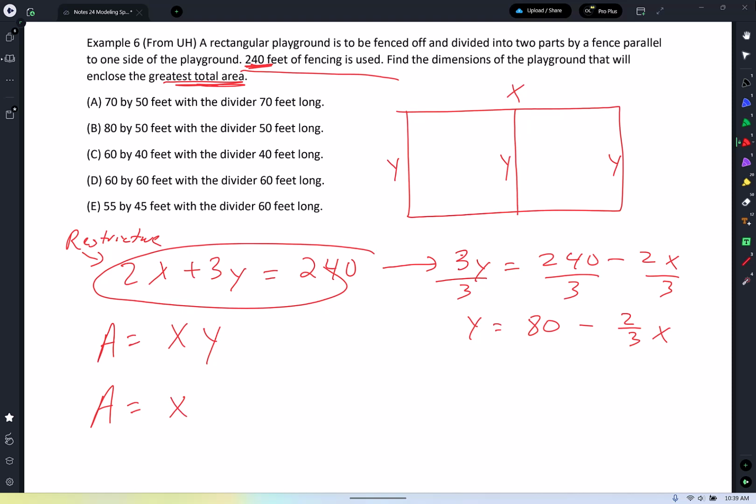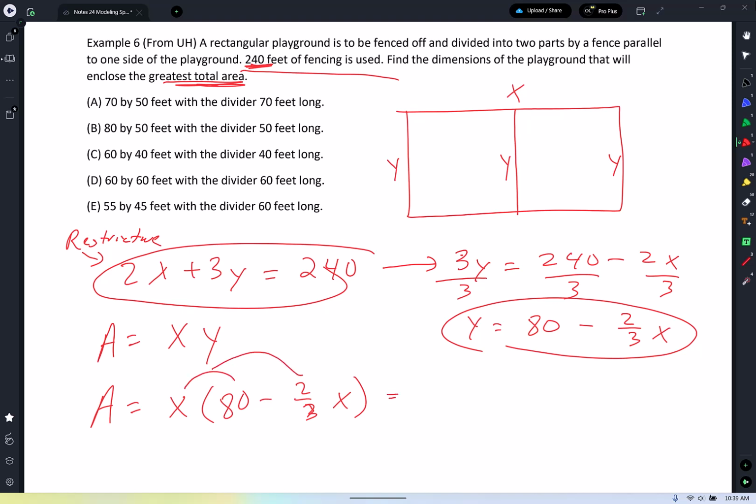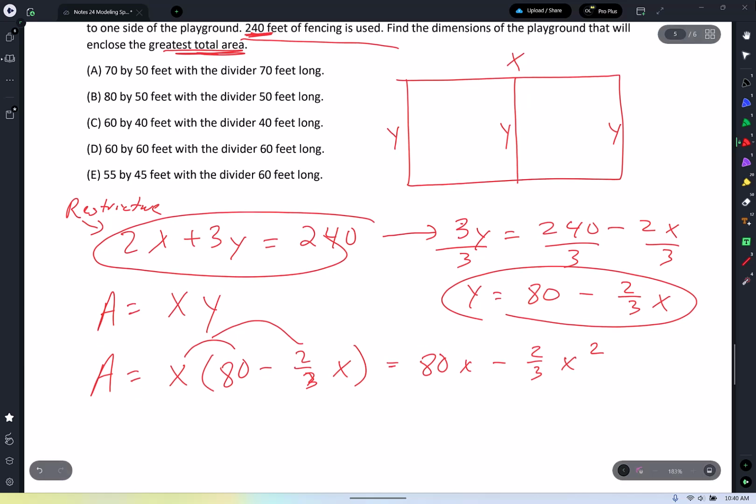Area equals x times 80 minus 2/3 x. Why are you doing that? I'm trying to get my derivative expression in terms of one variable. I don't want it in terms of two variables, just one. Are we okay with that? Okay. Distribute the x. 80x minus 2/3 x squared. You're done, guys. This is what you want to maximize. That's what you're going to take a derivative of.